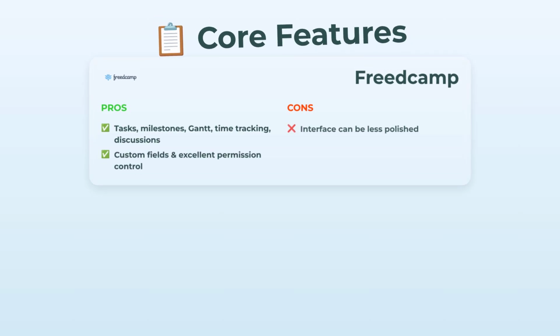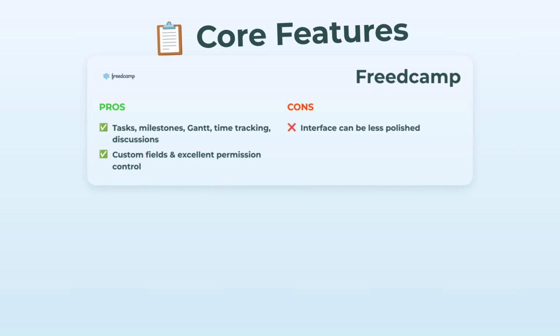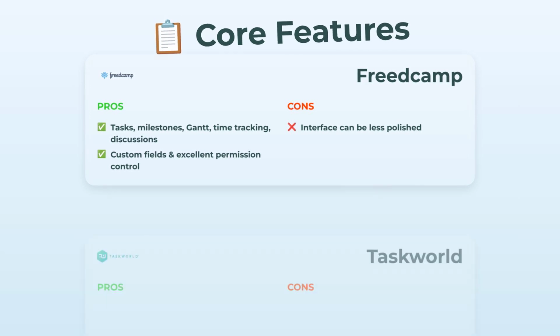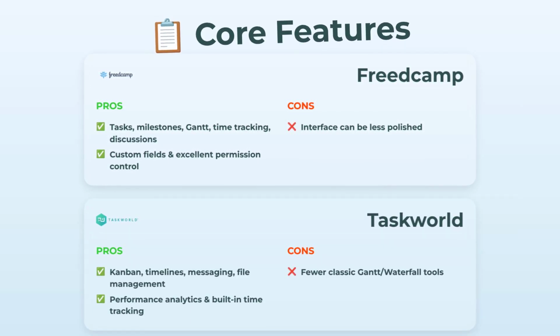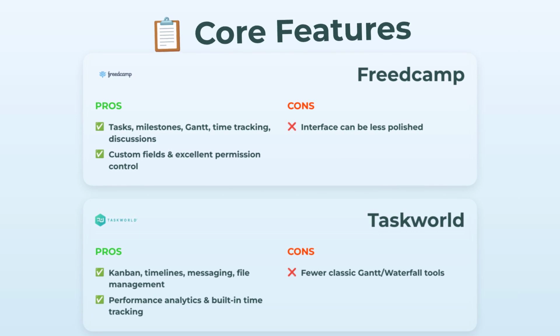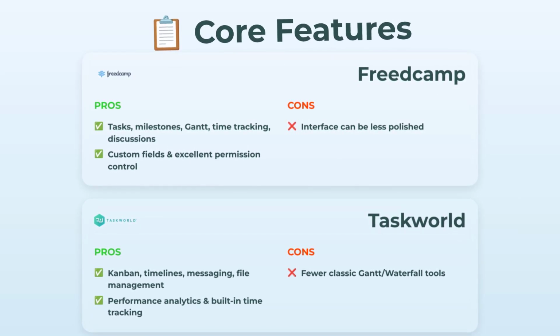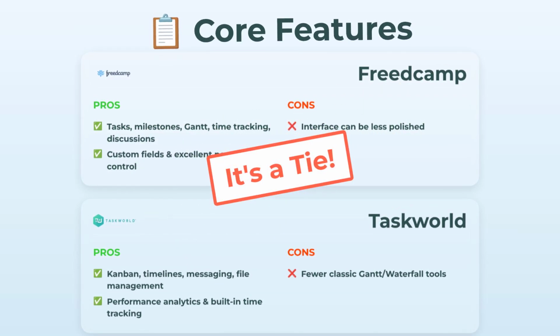Moving on to core features. Both have real depth. Freedcamp gives you tasks, milestones, Gantt, even solid permission controls. But the interface? Not the prettiest. Taskworld? It's way more visual. Think Kanban, timelines, time tracking, and messaging all baked in. The catch? You don't get as many classic Gantt waterfall tools, so this round is kinda a tie. Each brings some cool stuff.